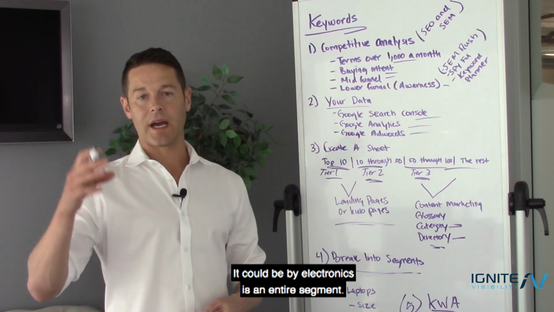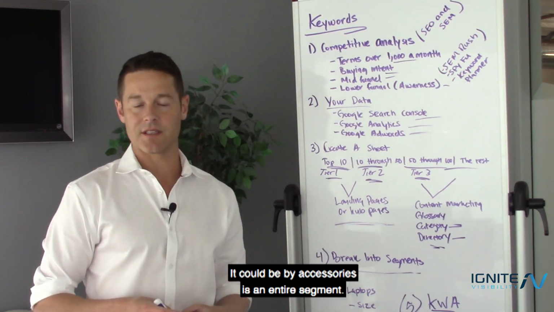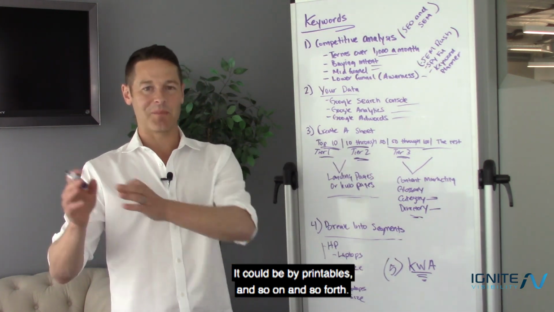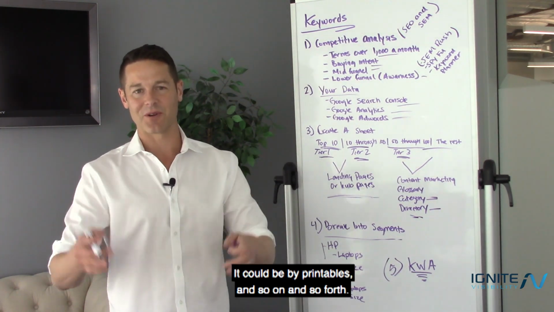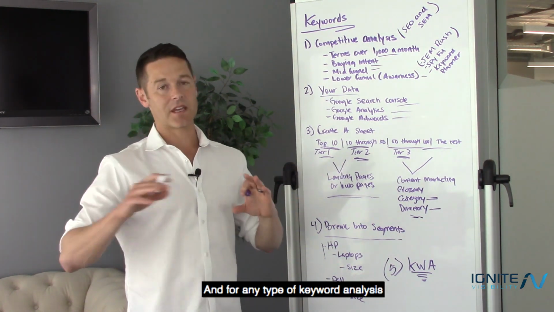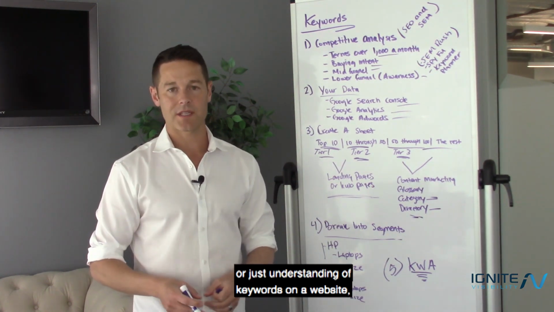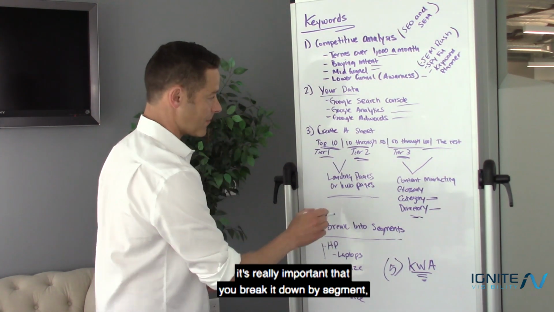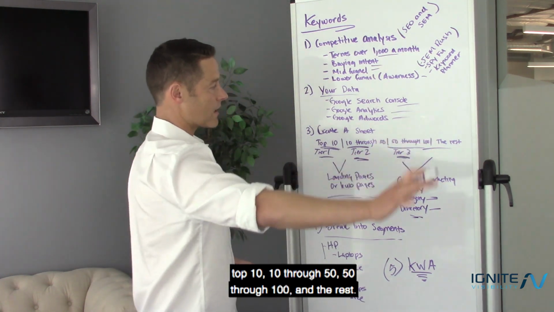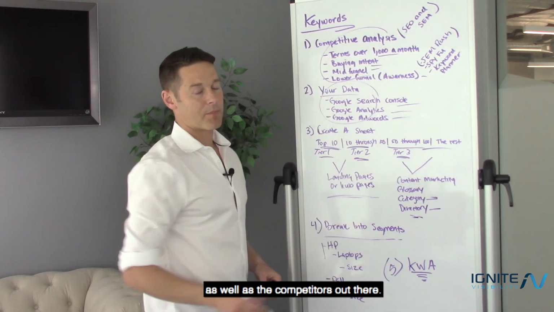It could be by electronics is an entire segment. It could be by accessories is an entire segment. Coupon brands, it could be by types of coupons, it could be by printables, and so on and so forth. So segments are really important, and for any type of keyword analysis or just understanding of keywords on a website, it's really important you break it down by segment, top 10, 10 through 50, 50 through 100, and the rest, and then you understand all of your data as well as the competitors out there.